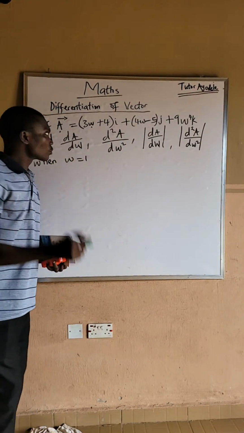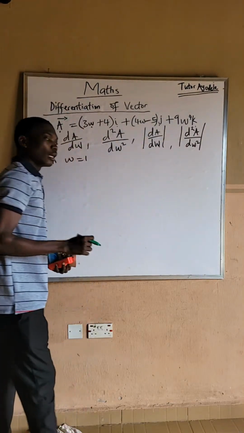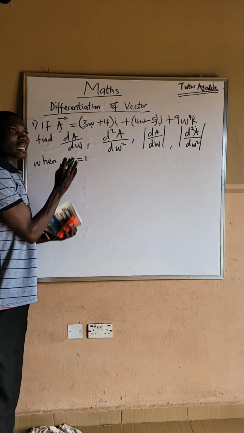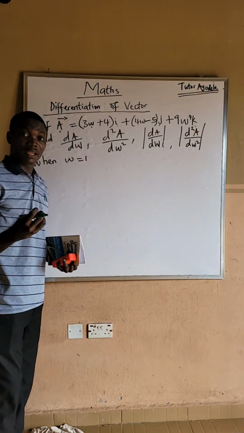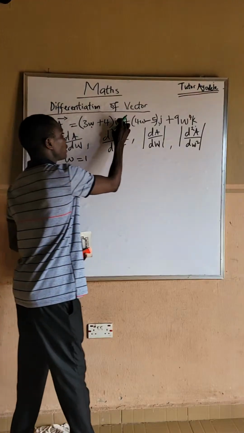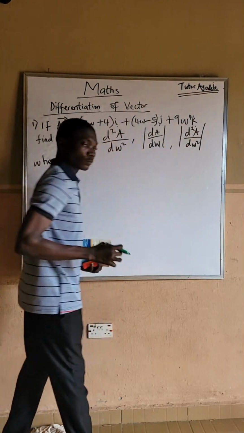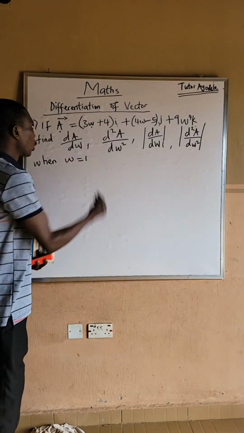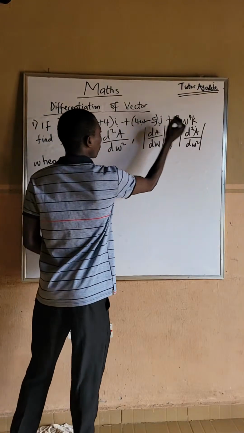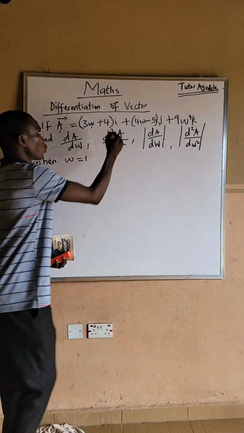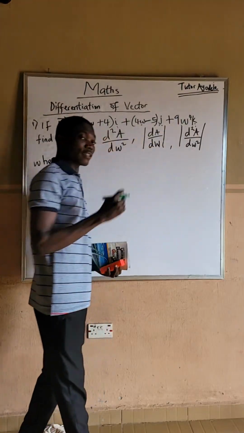First of all, you see the presence of this i, j, and k. They don't serve as variables here. They serve as directions. Okay? So these are things that show that it is a vector. You understand? So this is a vector A with respect to W. All these signify that it is a vector. i, j, k show the directions.